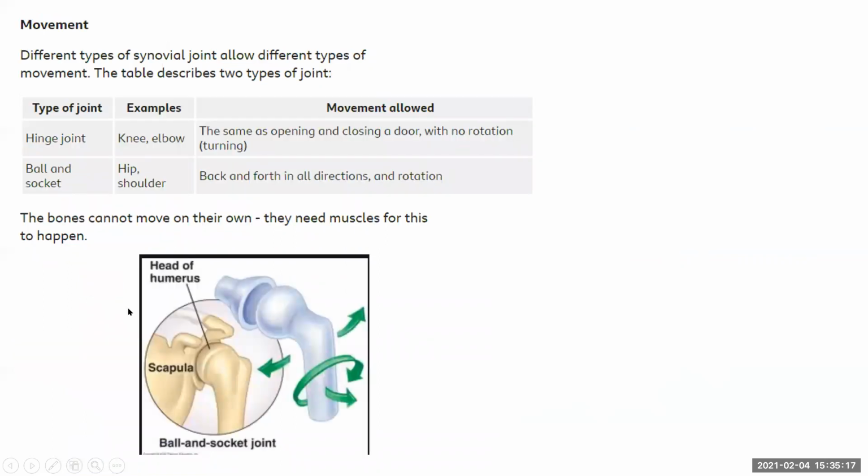There are two kinds of joints that we usually talk about. Hinge joint, for example, at your knee and elbow. This only allows one plane of movement. A ball and socket joint, for example, at your hips and at your shoulder. This allows movements in all directions.